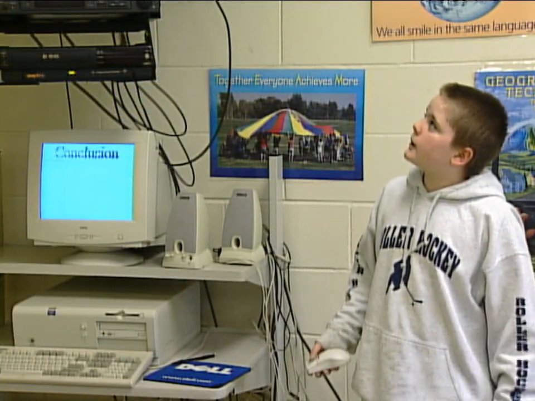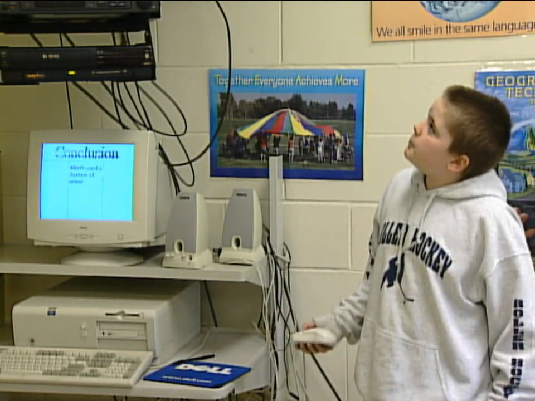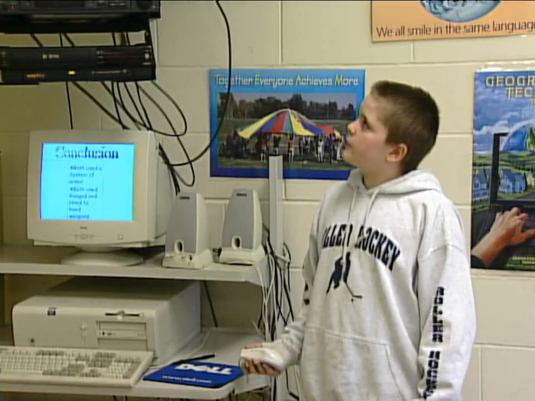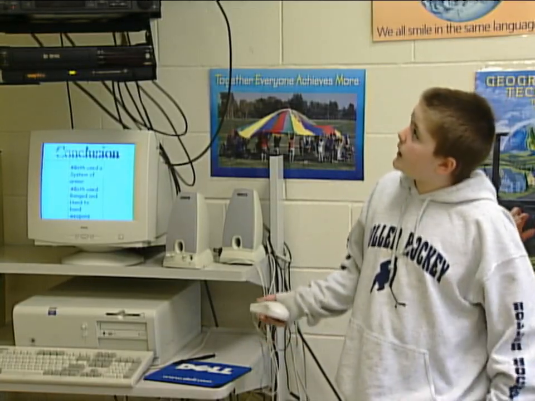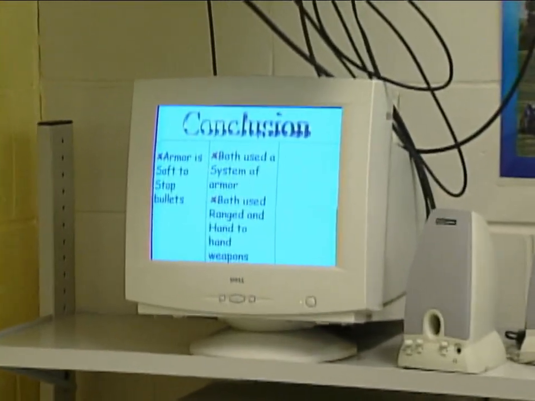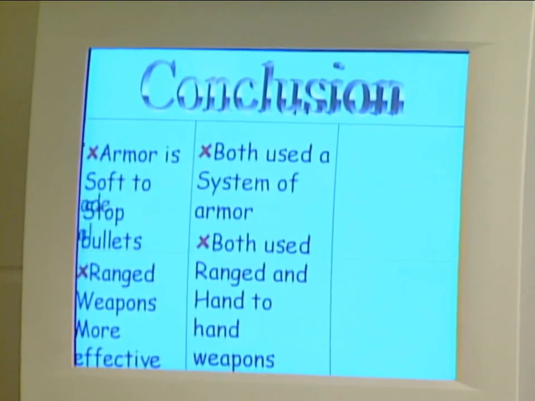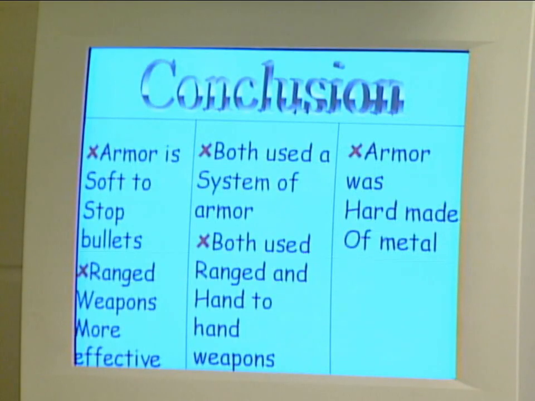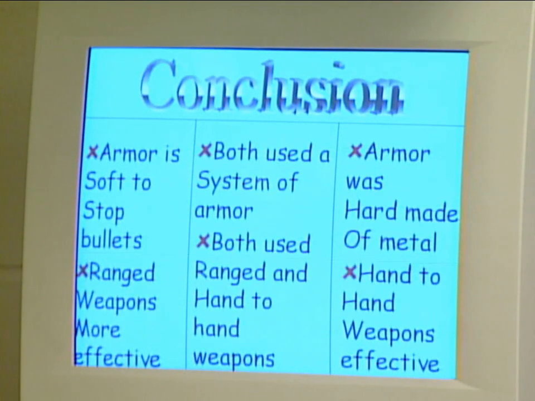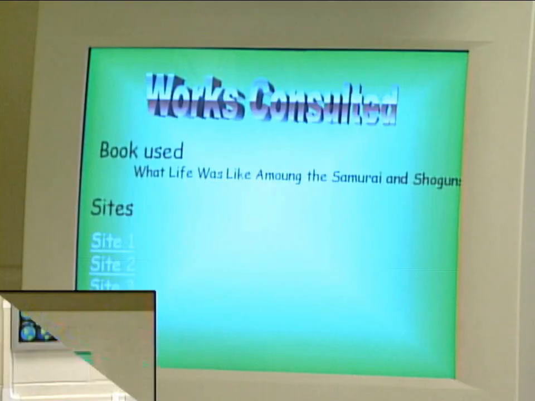In conclusion, I would like to compare ancient and modern Japanese weapons. Both use armor and use ranged and hand-to-hand weapons, but they are completely different in the fact that the moderns use soft armor to stop bullets, and they use ranged weapons more often. The ancient armor was made of hard metal, and they fought mainly hand-to-hand. These are the sites and books that I found useful in researching my topic.